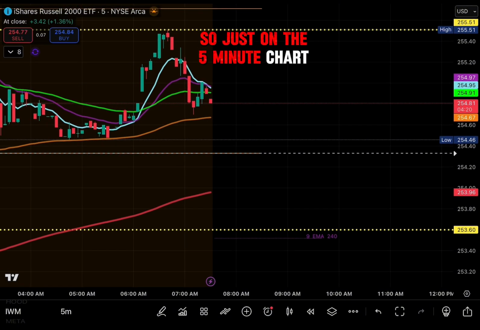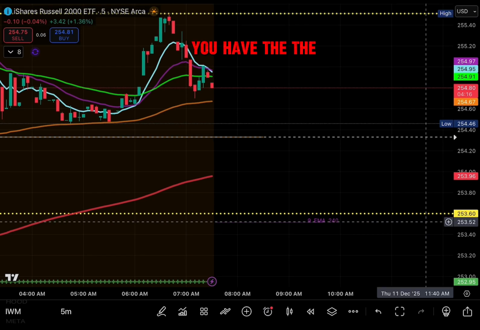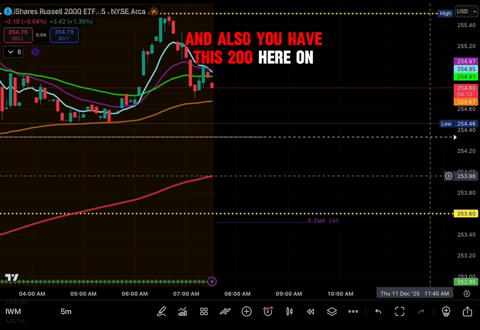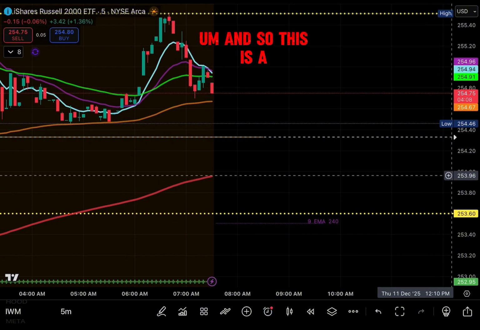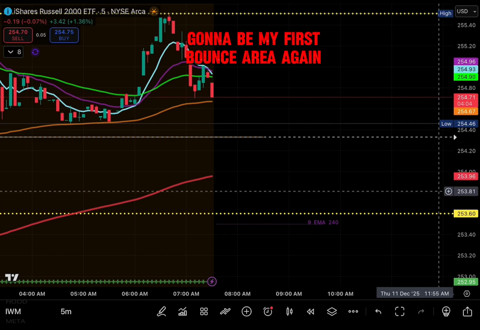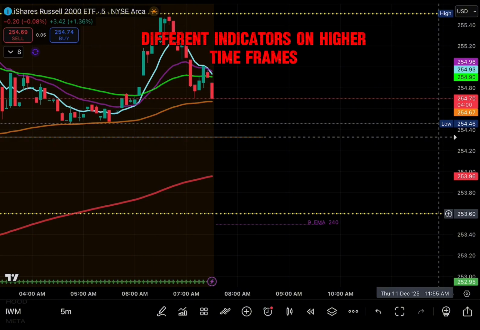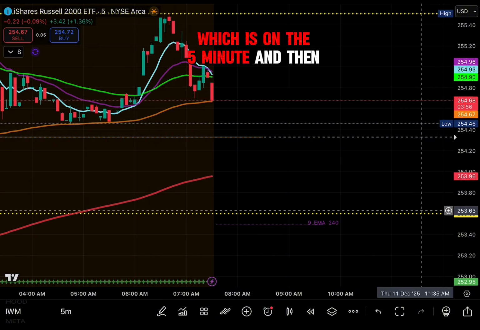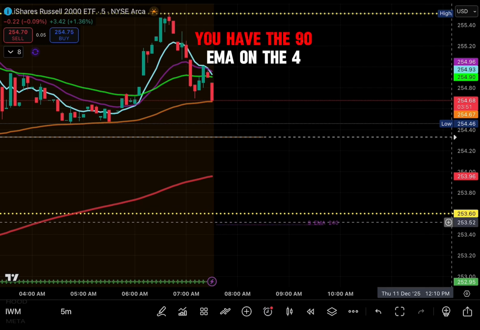So just on the 5 minute chart, you have the pre-market low right here. You have the 9 EMA on the 4 hour time frame, and also you have this 200 here on the 5 minute, right? And so this is like a 30 cent range. So this is going to be my first bounce area again because you have different indicators on higher time frames. So of course you have the 200 right here, which is on the 5 minute, and then you have the pre-market low. But also right here, which is a strong one, you have the 9 EMA on the 4 hour.